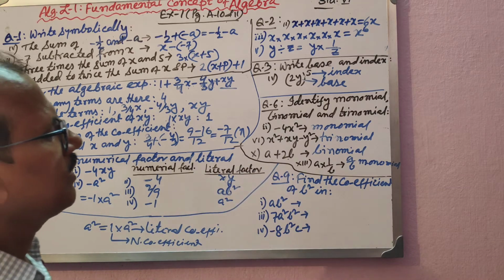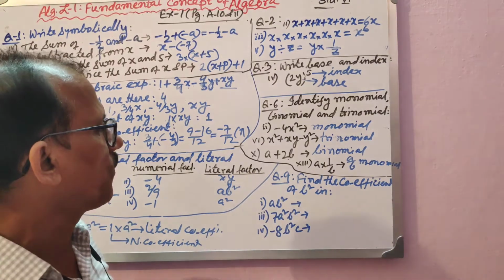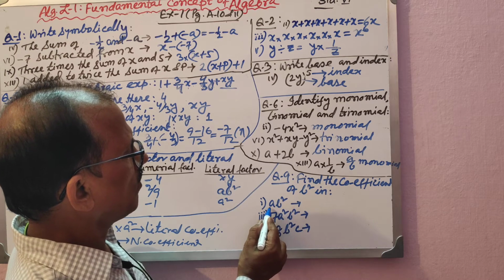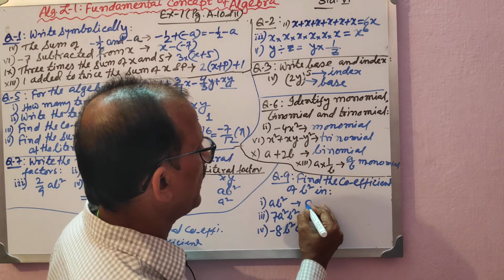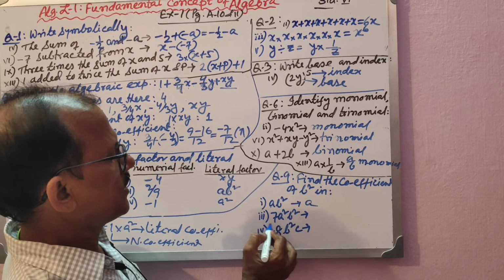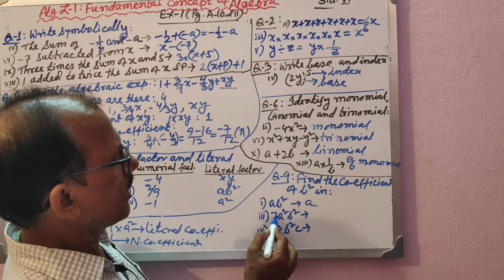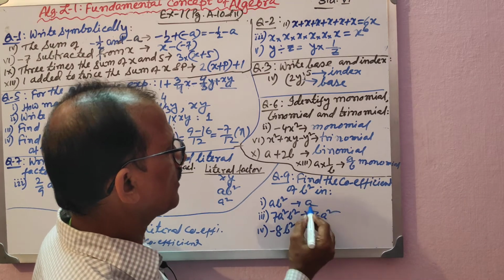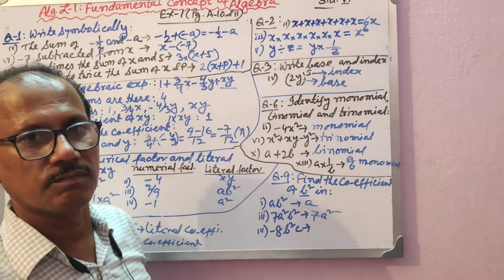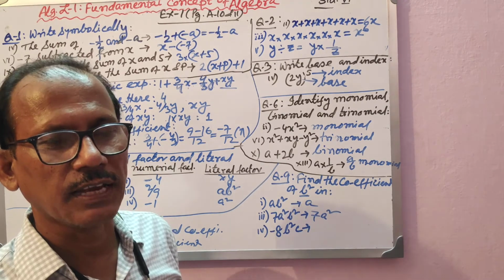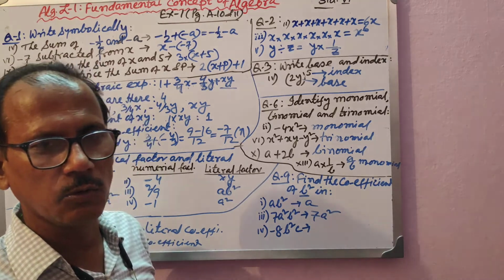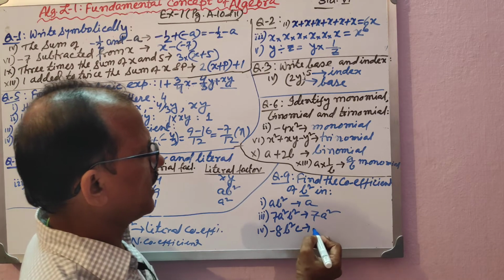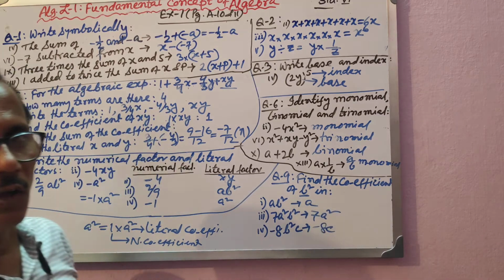Moving on to question number 9. Find the coefficient. Coefficient means remaining factors. Coefficient of b square. Leaving b square, what is there? A. A will be the coefficient of b square in this. And 7a square b square. Leaving b square, what is there? 7a square will be the coefficient. Leaving that particular variable or numerical factors, what factors remain? So here, leaving b square, what? Minus 8c, that will be the coefficient. I hope you have understood.